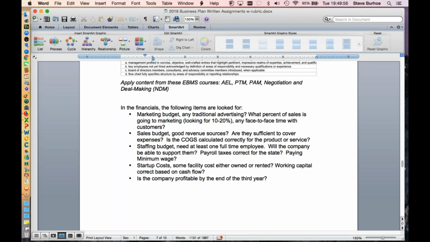And then the thing we're looking for is that your company is profitable, because you have to be profitable by the end of your third year for the class. And again, we're really after the first year, you're guessing anyway. But this way you get to guess in a good way, because you're going to have to make enough money to pay your bills and return at least $1 of profit by the end of the third year.